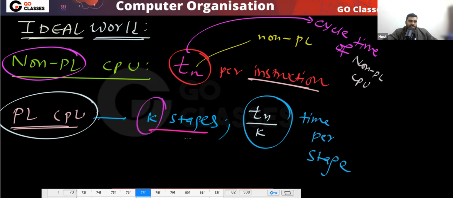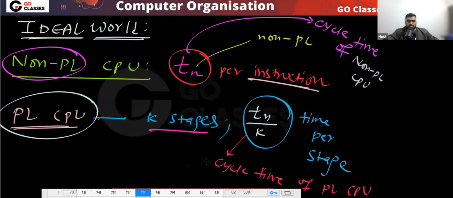Now let's assume you have 5 stages. Then it simply means that in the pipeline CPU, this is the cycle time. This is the cycle time of the pipeline CPU, ideally.